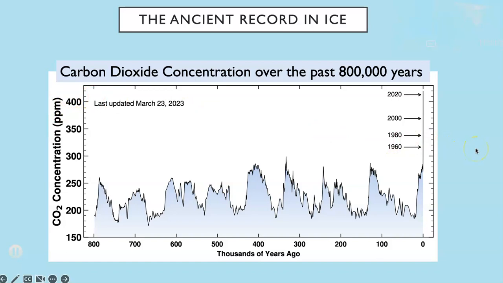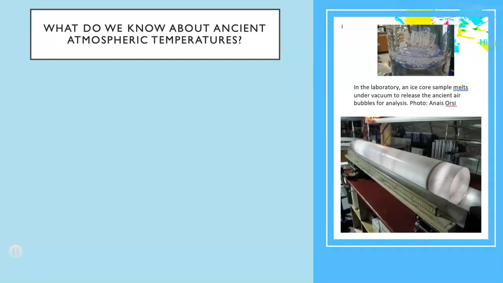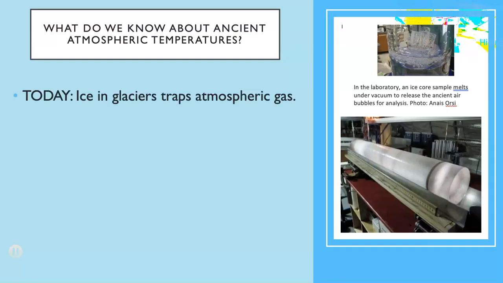As I am recording this video today, the carbon dioxide concentration is 420 ppm. There are natural variations in carbon dioxide, and these correspond to times when we have glaciations or interglacial periods. How do we know the composition of the atmosphere 800,000 years ago? Well, that is where we come back to ice, because ice traps atmospheric gases.